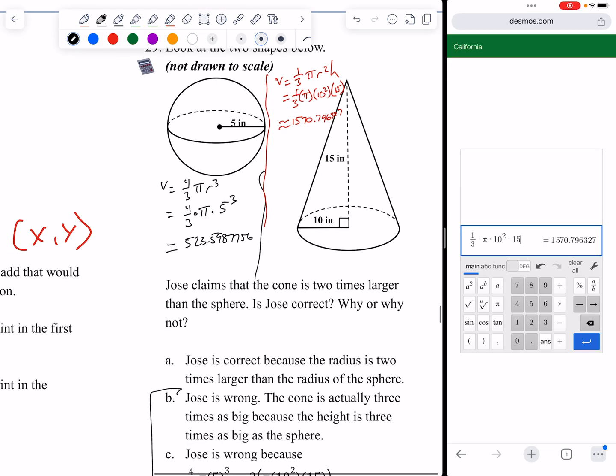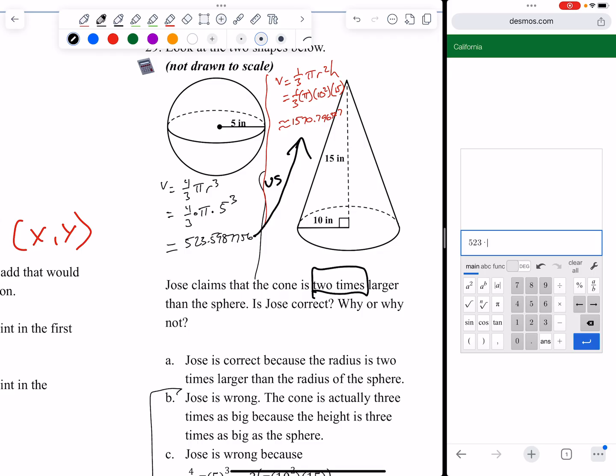Okay, so what did Jose claim? Jose claimed that it is 2 times larger. So what's the comparison? I got 523 times 2. Is that 1500? No, it is not. So I know Jose is wrong. It is not 2 times larger. Can I do the math and then divide those two? Okay, so 1570 divided by 523. It looks like it's not 2 times larger.